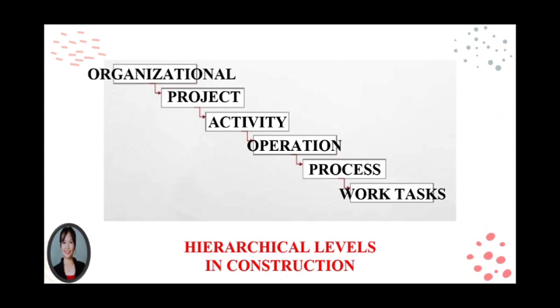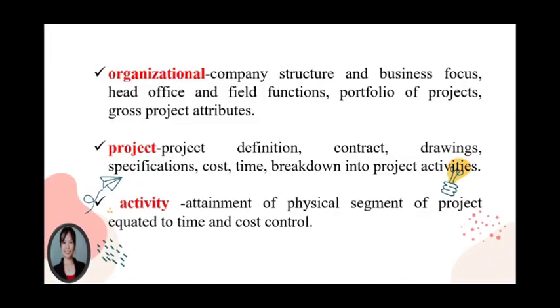Hierarchical levels in construction. According to the figure, the levels of management in construction, starting from top to bottom: first is organizational, second is project, third is activity, fourth is operation, fifth is process, and last is work task. So let's start with organizational. Organizational is the company structure and business focus, head office and field functions, portfolio projects, gross project attributes.